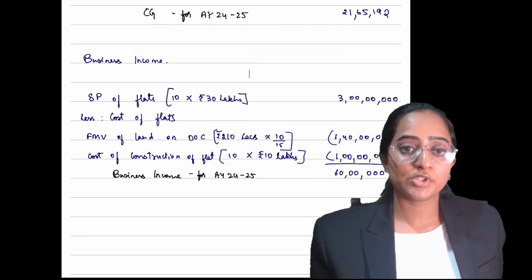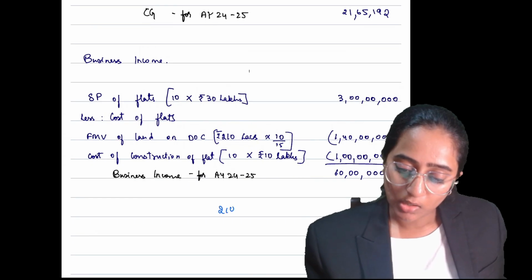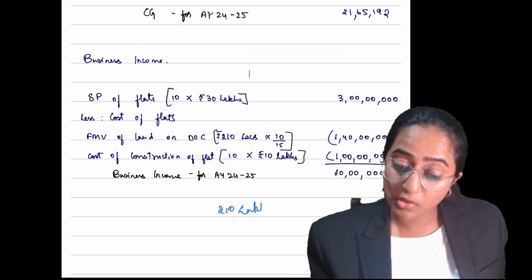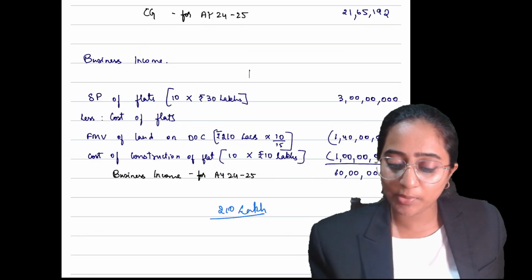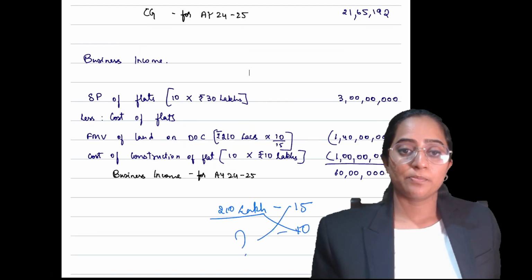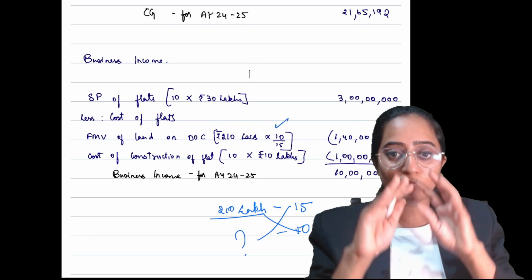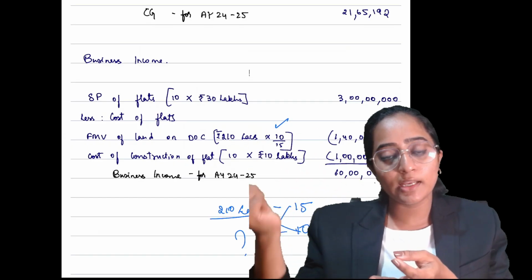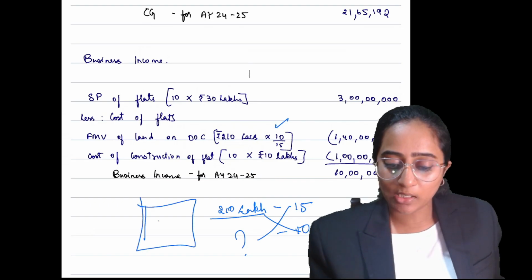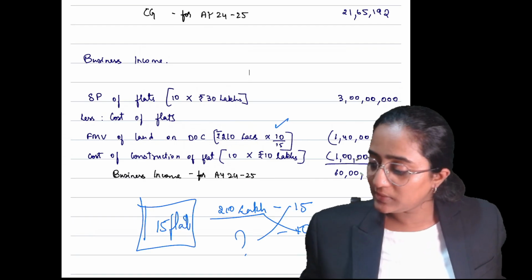How do I consider it on a proportionate basis? 210 lakh is going to be the total. For how many flats? This 210 lakh is the total for 15 flats. If this is the case, how much is it for 10 flats? Cross multiplication. If you do the cross multiplication, you are going to get it. 210 lakh is the fair market value for the entire capital asset converted into flats, equivalent to 15 flats. The entire capital asset converted into 15 flats.